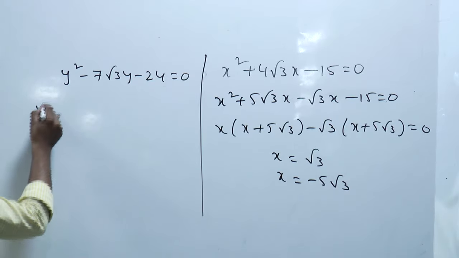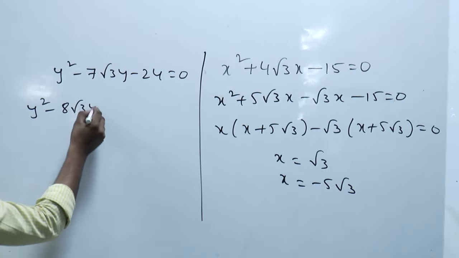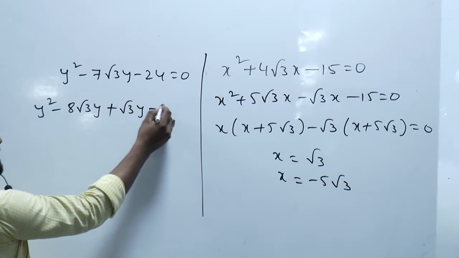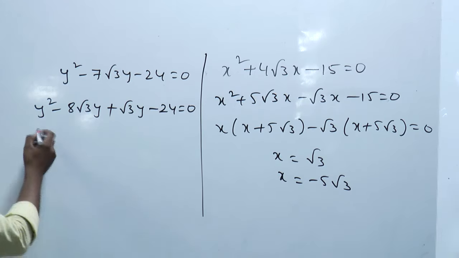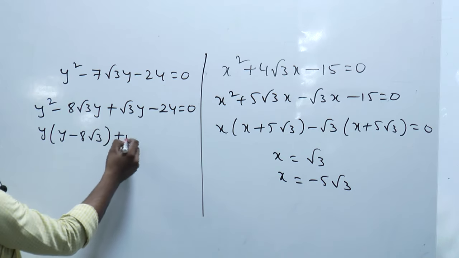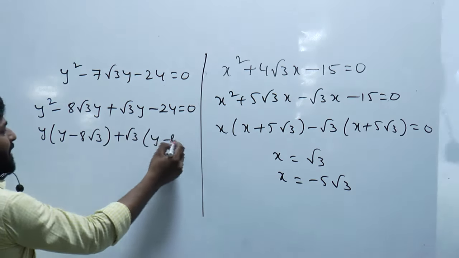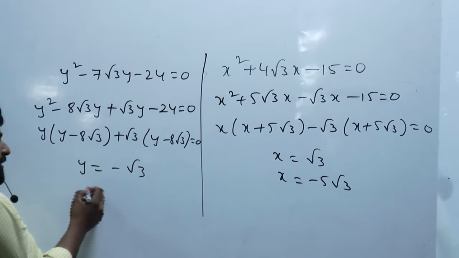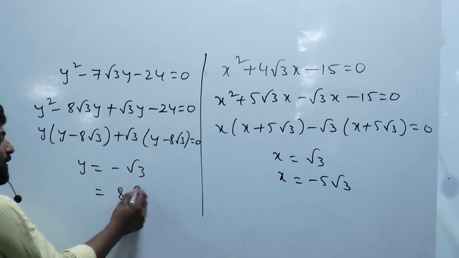So now y square minus 8 root 3y plus root 3y minus 24 is equal to 0. Take y common, that will be y minus 8 root 3. Take plus root 3 common, y minus 8 root 3. So y values are minus root 3 and the other value 8 root 3.